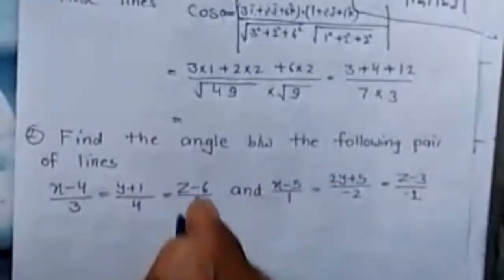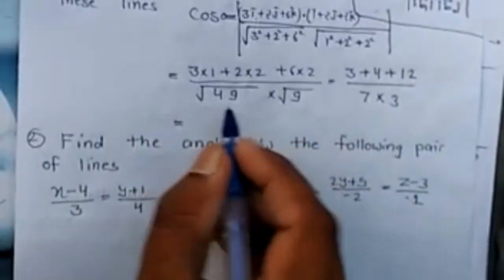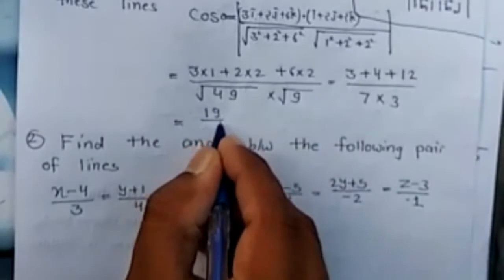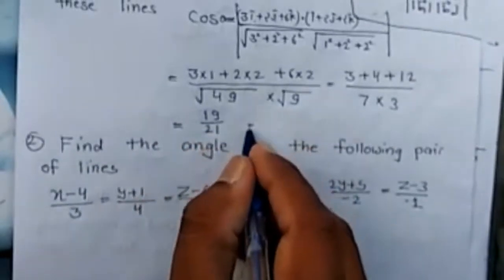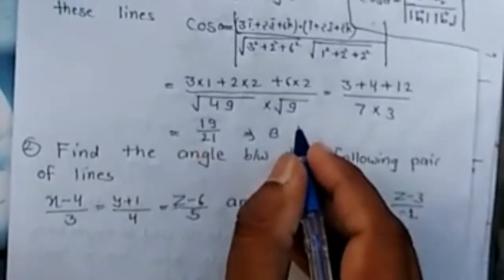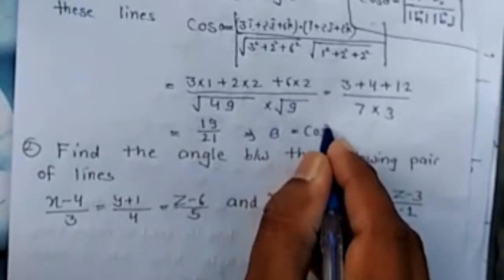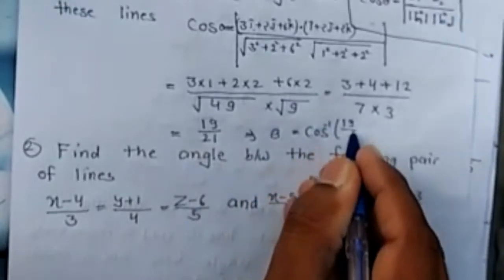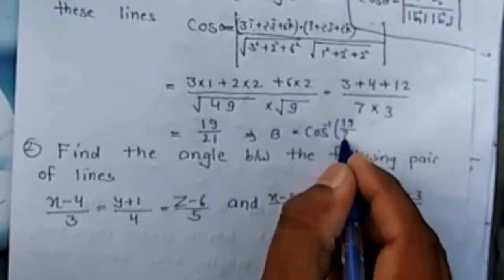It is 19 by 21. Then theta equal cos inverse 19 by 21.